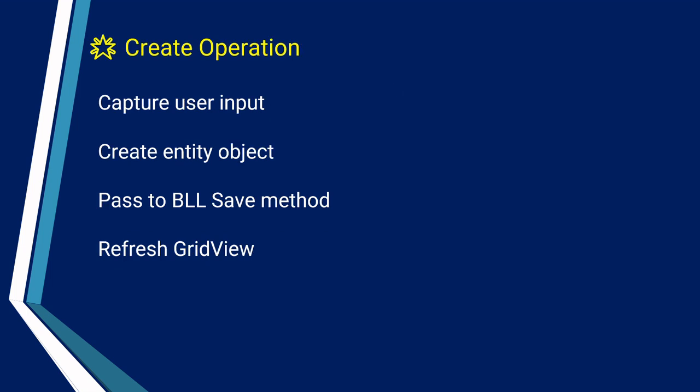For the create operation, capture user input from the form, create an entity object, and pass it to the BLL's save method. After saving, refresh the grid view to show the new record.